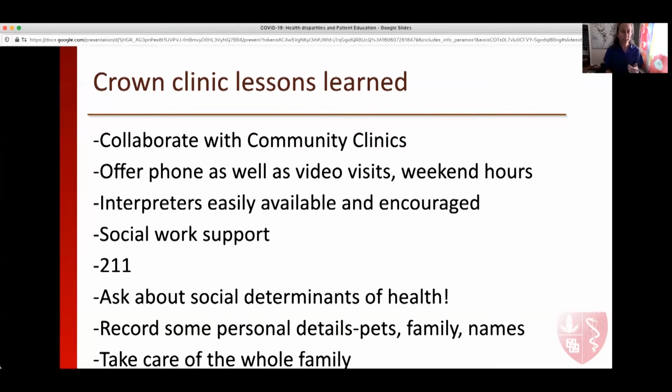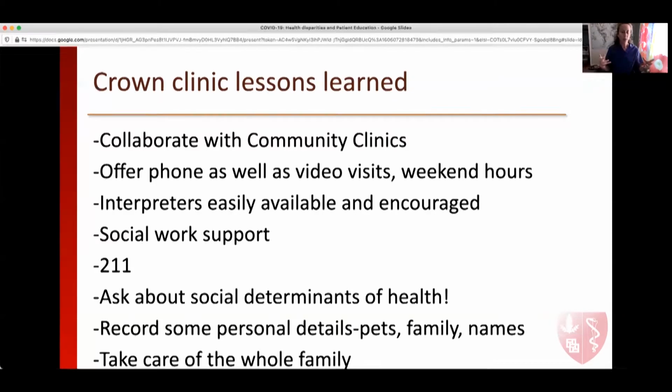Social work support. We've learned we need to know how to get a hold of social work if people need help with housing, legal assistance if they're facing eviction or other problems. Here in Santa Clara County, there's a 211 number that goes to a kind of COVID command center where patients can go. It's a one-stop place to get help with issues they're facing with COVID. We've also learned it is very important to ask about these social determinants of health, all the things that are going to affect their well-being.